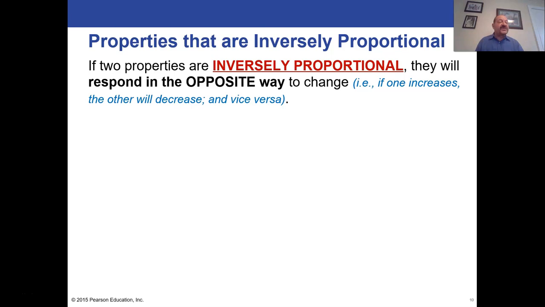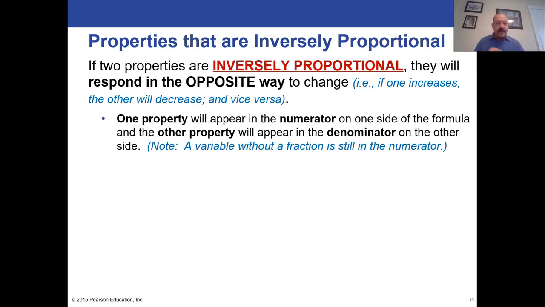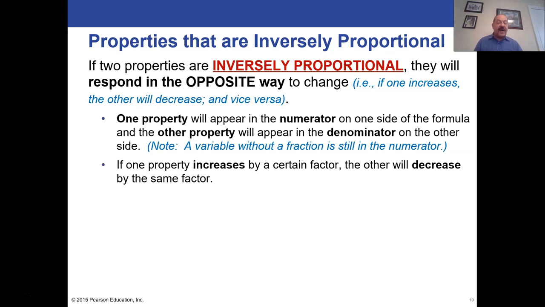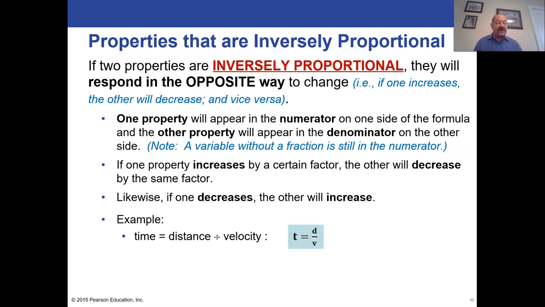We also have properties that are quote-unquote inversely proportional, and this means that they do the opposite of one another. If one increases, the other decreases, and vice versa. You'll be able to spot this in formulas because one property will be on one side of the equation in the numerator, and the other property will be on the other side of the equation in the denominator. So if one property increases by a certain factor, the other property will decrease by the same multiplication factor. Likewise, if one decreases, the other increases, if they're inversely proportional.